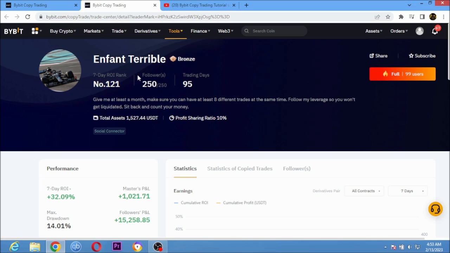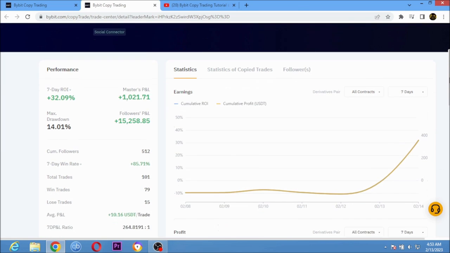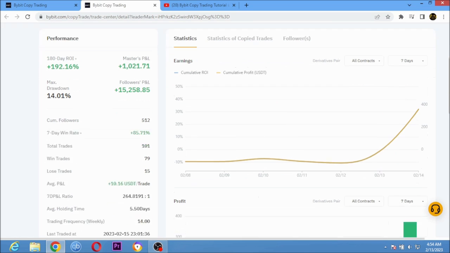His followers are 250 and his ranking is 121. For trading days, you can see that he has 95 days. So this one is so cool. You can see that from 7 days you can change maybe to 180 and see how he has been performing in 180 days. You can see that in 180 days, he has made this percentage, which is big. When you see the master's P and L, the percentage is so nice. The followers' profits that they have made, you can see that it is so nice.